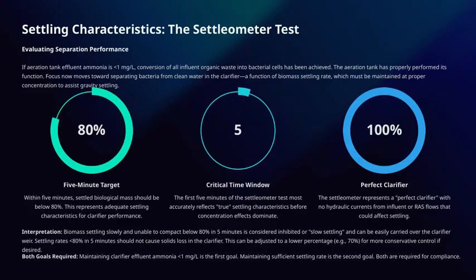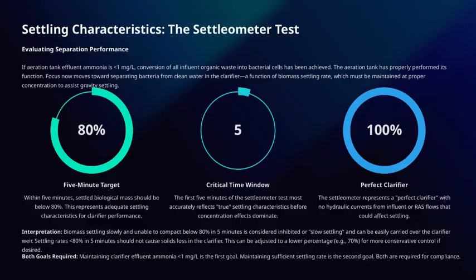This test helps us evaluate how well the biomass is settling out of the treated water, which is crucial for overall process performance. One of the key indicators is the ammonia level in the effluent from the aeration tank. If it's less than 1 milligram per liter, that tells us we've successfully converted all the organic waste into bacterial cells. Essentially, the aeration tank has done its job properly. Now, the next step focuses on separating these bacteria from the clean water in the clarifier. This separation depends on the biomass's settling rate, which needs to be maintained at a proper concentration to allow gravity to do its work effectively.